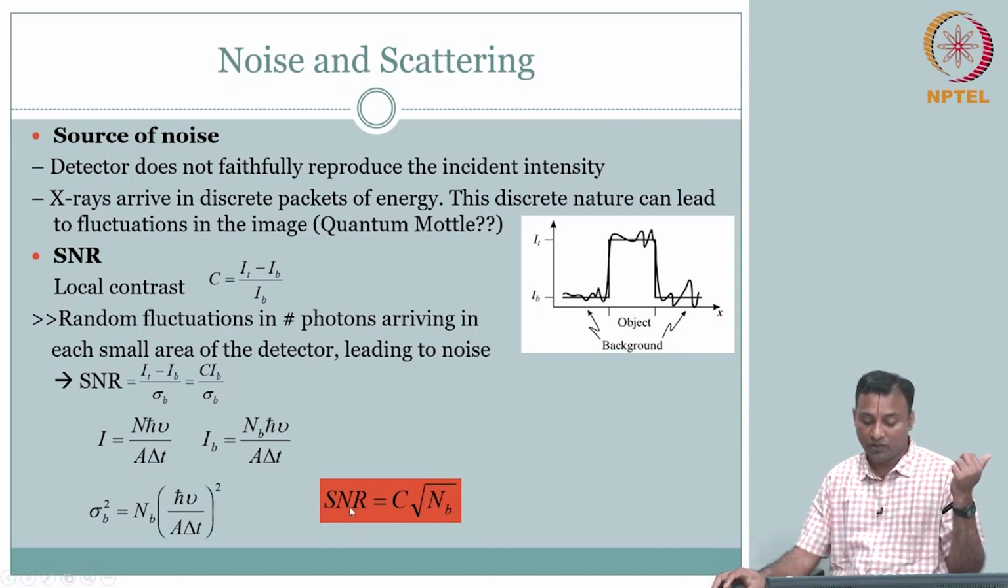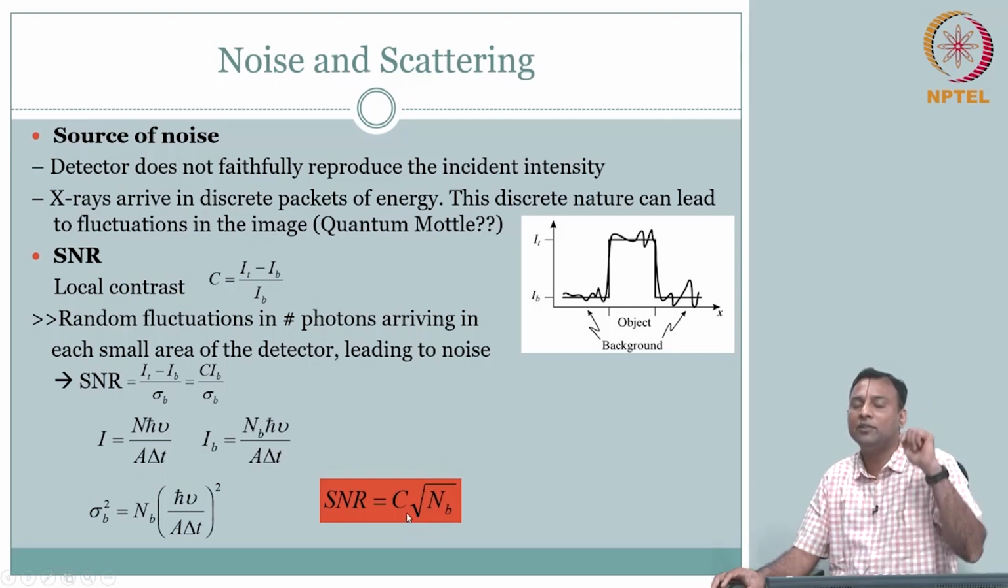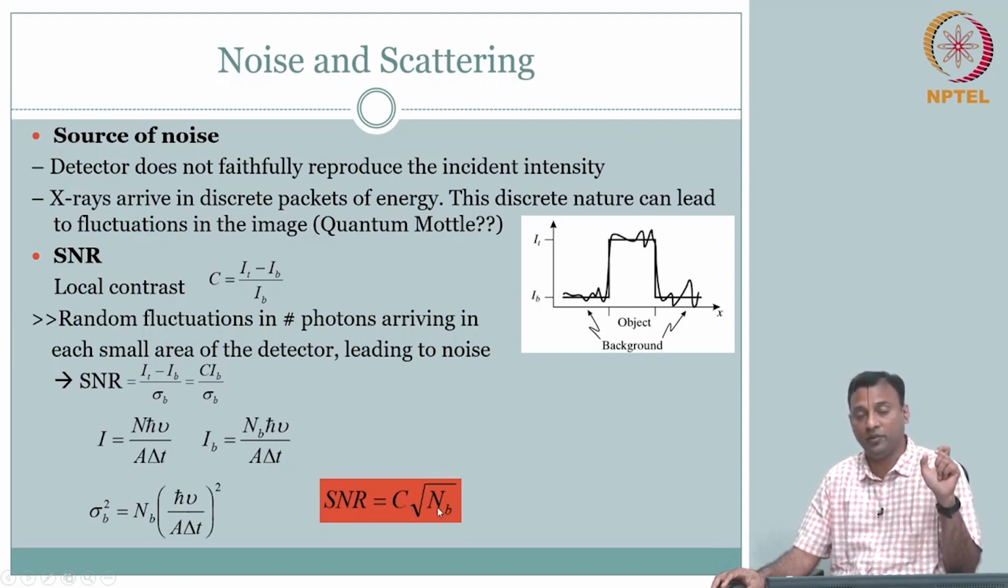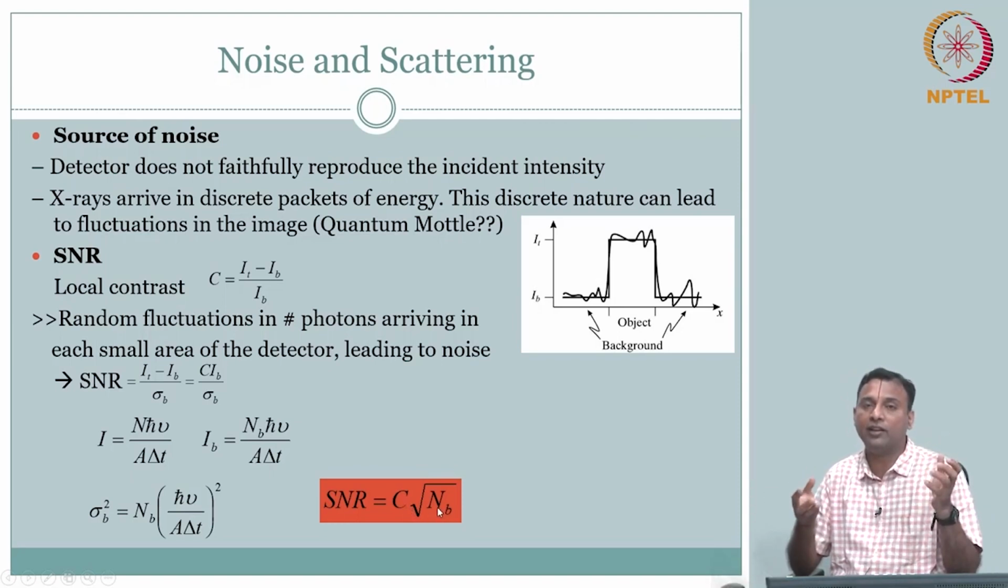So, I will say, oh, increase the SNR, I increase the C, but how do you increase the C? I know how to increase the C, I will decrease the energy. But then if you decrease the energy, not only is your C better, your intrinsic contrast is better, but your N is going down. So, you have to be carefully orchestrating that.